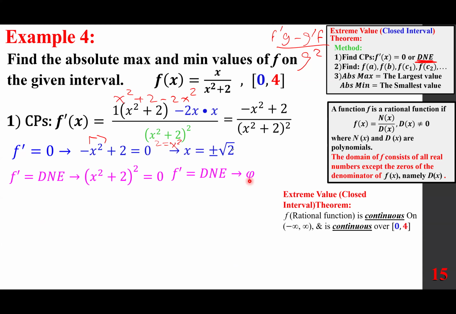So there are two answers, and square root of 2 is about 1.41. So is square root of 2 in between? Yes. What about negative square root of 2? No. Therefore, you can evaluate the function at these two endpoints as well as square root of 2.